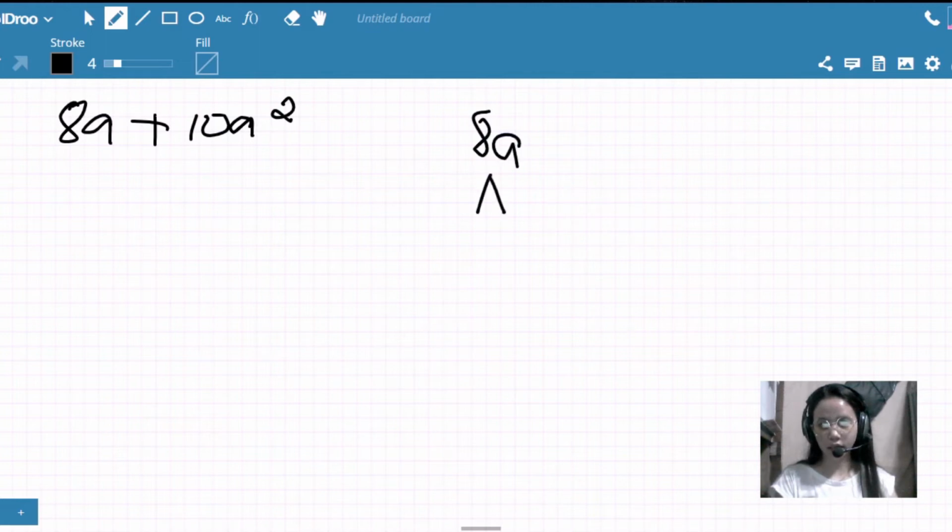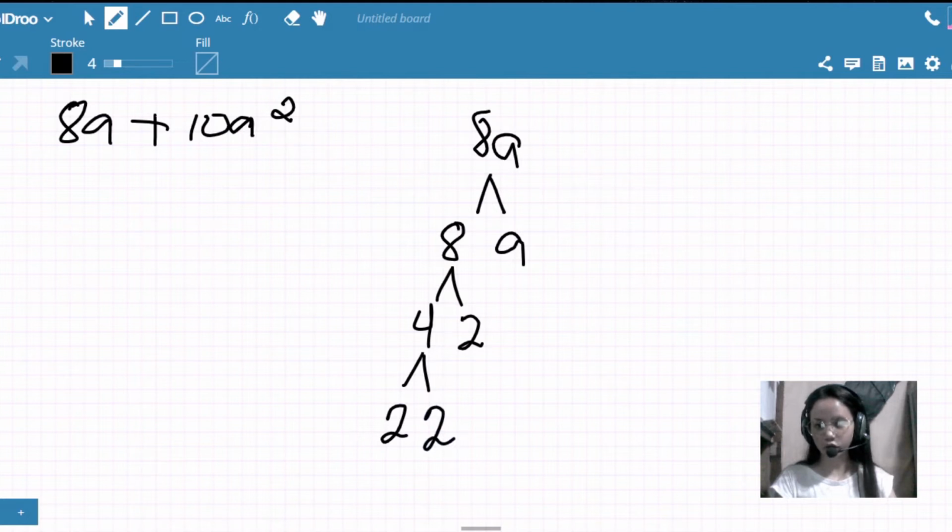So let's have, for example, 8a. 8a can be split as 8 times a. 8 can still be split as 4 times 2, and you will not stop until you reach prime factors or prime numbers. 4 can still be written as 2 times 2. And there, all of these now are prime numbers. When we say prime numbers, the only factors of this kind of number are 1 and itself. Okay, so therefore, 8a can be written as 2 times 2 times 2 times a.